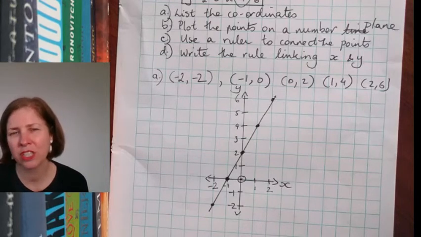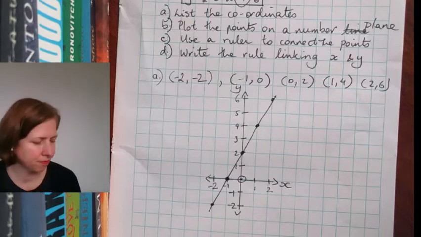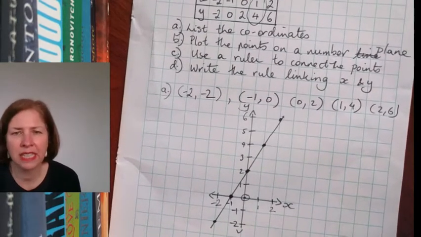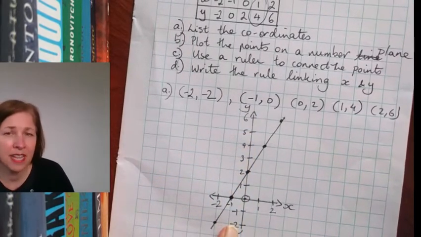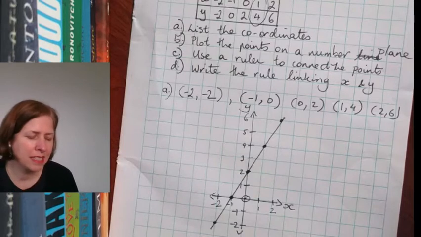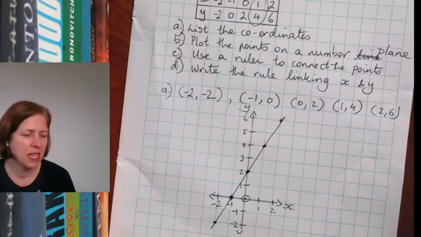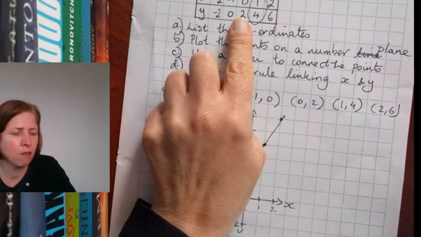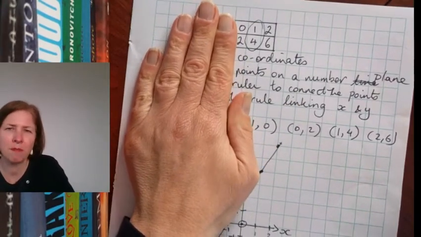But my last question, D, is probably the trickiest one. Write the rule linking X and Y. Now, one of the tricks to doing this is to look for when I go across the Y axis. That's when X is 0. It happens when Y is 2. So it kind of means that in a way 2, if I ignore these negative numbers, 2 is like a starting point. So I go 2, then I go 4, and then I go 6. So let's just look at the positive numbers to try and help me find a pattern.